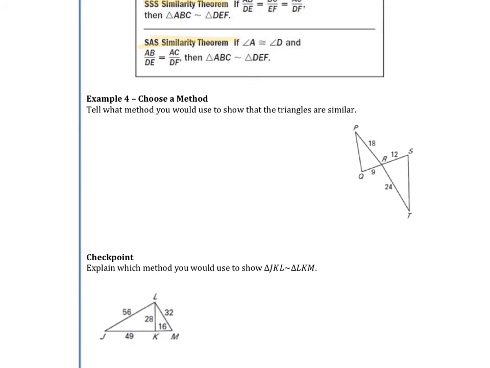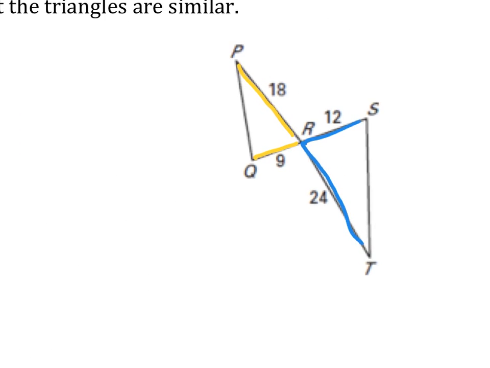So in example 4, it says, tell what method you would use to show that the triangles are similar. Well, what we know right here is we know that we have one length here and a second length in the triangle on the left, and we know two of the lengths in the triangle at the right. So we know two side lengths. We have two S's. Okay? Do we know anything about the angles? And the answer is yes, we do. We know that we have vertical angles. So this picture gives us side and a side and an angle. So what we have in each triangle is side, angle, side.